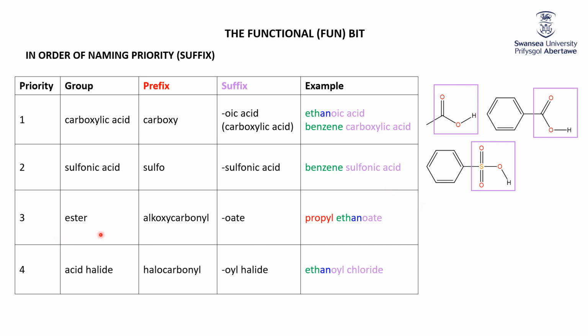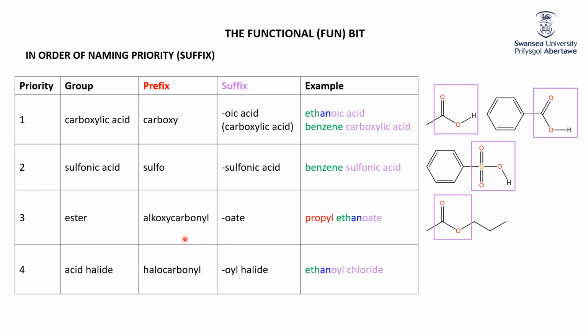Next one, ester. You have encountered these before. Esters come, if you remember, from alcohols and carboxylic acids. The name is essentially propyl, which in this case comes from the alcohol, and then the ethanoate. The -oate part comes from the acid, so here you can see it's from ethanoic acid. So this is propyl ethanoate.